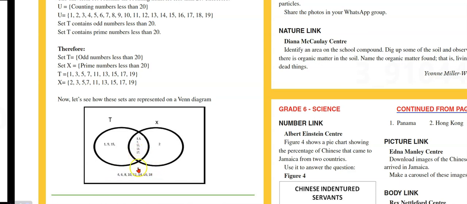Now, what are the other members that are outside of this? It would be 4, 6, 8, 10, 12, 14, 16 and 18. 15 would be in the odd number set, so it's in the right place. But 15 should not be in the prime list. 15 should be in set T only and not in the intersection or in set X. So this part is correct where 15 is concerned, but 15 should not be represented in this list. All right, so this explains what is happening here.